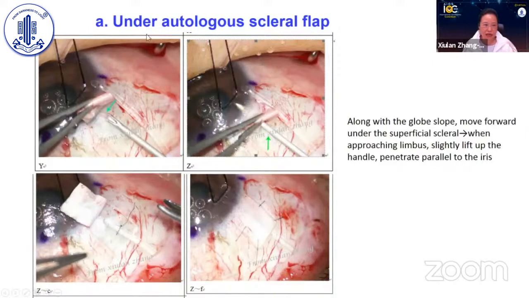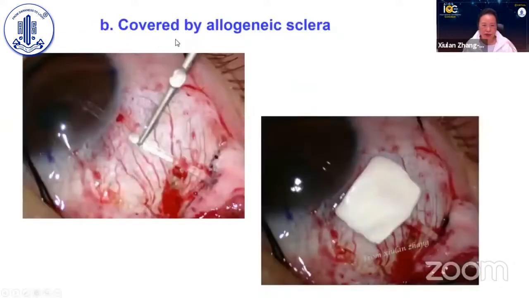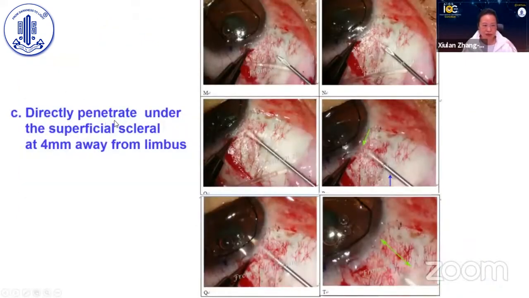You can do it under an autologous scleral flap, or you can cover it with autogenous sclera, or directly penetrate under the superficial sclera at 4 mm away from the limbus. Very nice, but it's difficult to do.